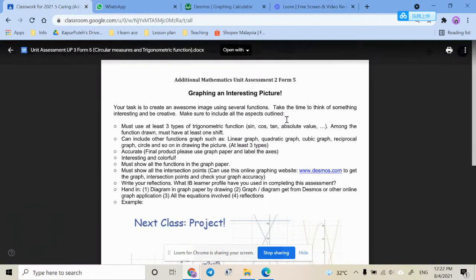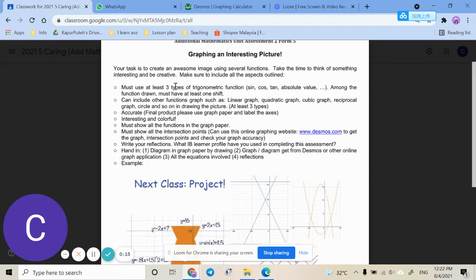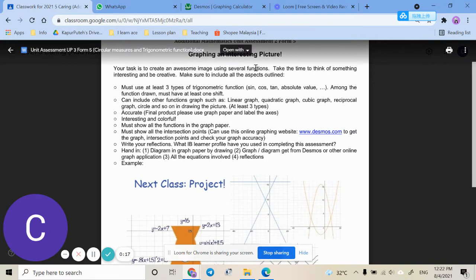This is a video regarding your Assessment 2 in Form 5, which involves trigonometric function graphing. This assessment requires you to graph an interesting picture. Your task is to create an awesome image using several functions. Take the time to think about something interesting and creative. Make sure to include the following aspects.